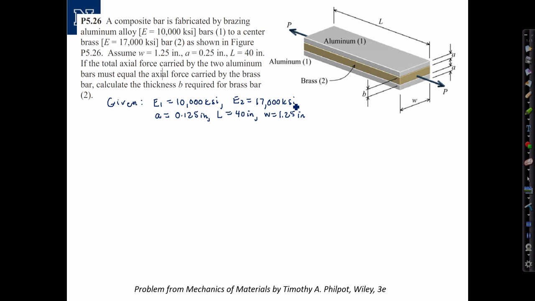And this is what I want you to do. Rather than simply, on your homework problems, copy the whole problem statement, I want you to summarize what it tells you.